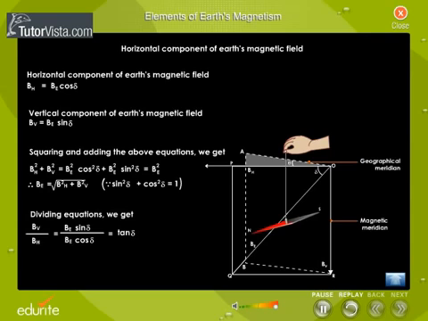Dividing equations, we get BV by BH is equal to BE sine delta by BE cos delta, that is equal to tan delta. Therefore, delta is equal to tan inverse BV by BH. By knowing the value of theta and delta at a place, we can determine the direction of the magnetic field BE. And if we know the values of BH and delta, the magnitude of the Earth's magnetic field BE can be determined. Thus, theta, delta and BH give complete information about the Earth's magnetic field at any particular place.